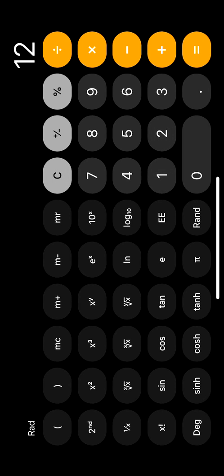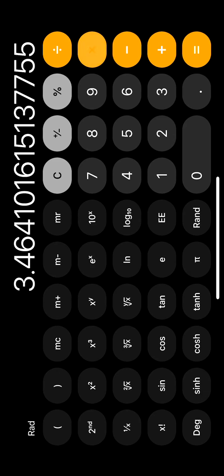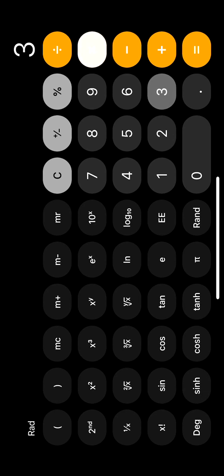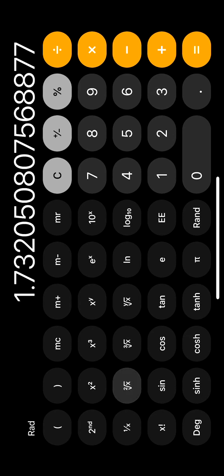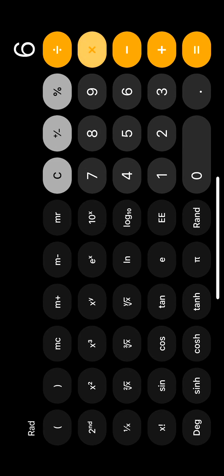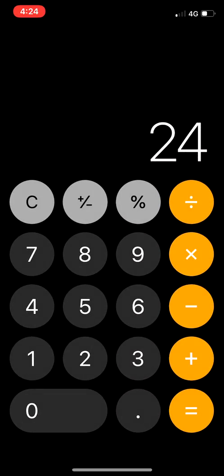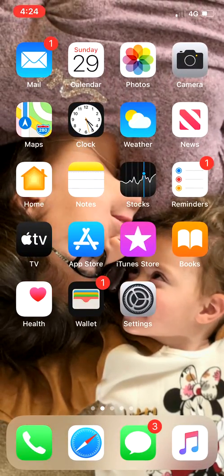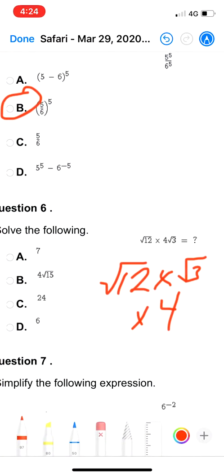Times square root of 3 times 4. Oh, it does. So you get 24. So remember, you have to put your square roots in there first. Okay, so 12 times the square root of 3 times 4. Okay, put your square roots in first, then you can multiply it by the number.